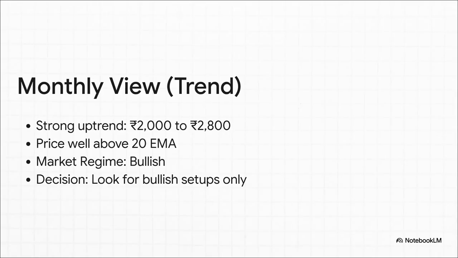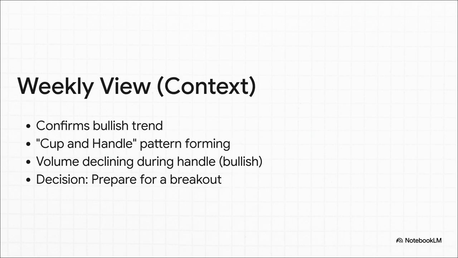Okay, so we always start at the top with the monthly chart. This gives us our primary directive. For Reliance, the trend is clearly up and the price is holding strong way above a key moving average. The analysis here is pretty simple, but the decision it dictates is absolutely critical. The market regime is bullish. From this moment on, we are only looking for reasons to buy. That's it. Now we drill down one level to the weekly for context.